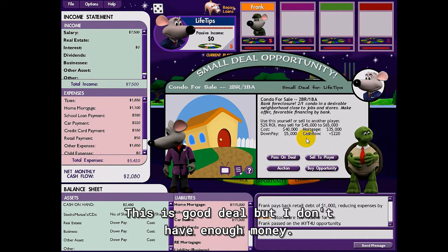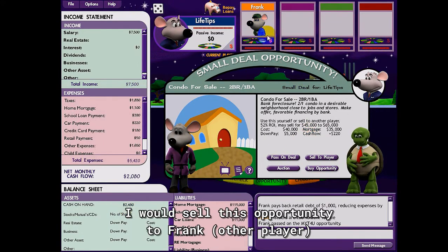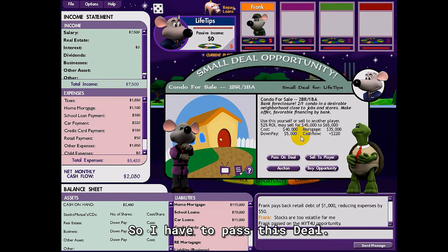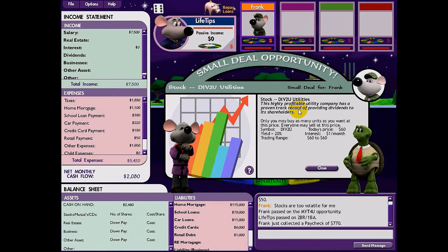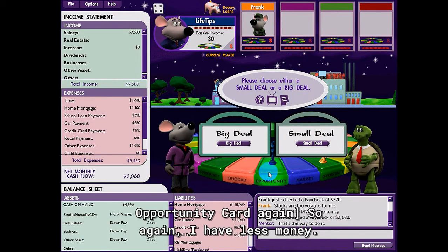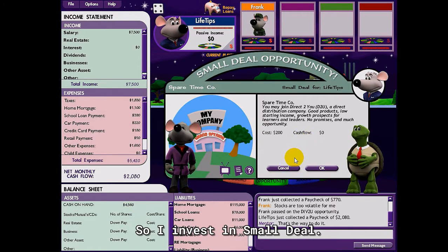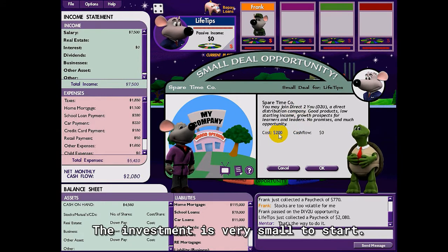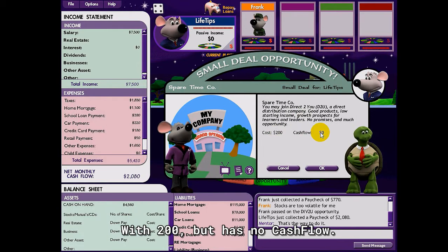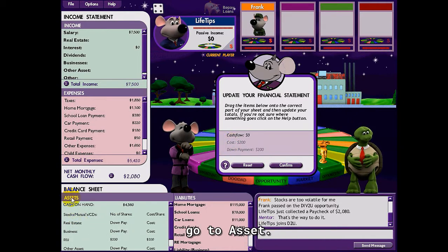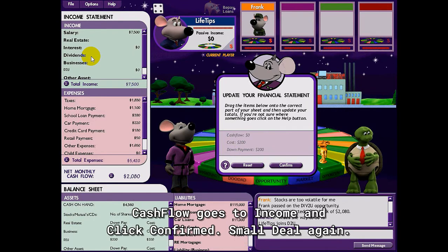Okay, this is a good deal, but I don't have enough money. I would sell the opportunity to Frank. He doesn't have much money, so that's unfortunate. So pass the deal. Opportunity card again. I have less money, so I invest in a small deal. This is a distribution company. The investment is very small. It starts with 200 but has no cash flow. I don't mind investing in small. The down payment and cost should go in assets, and the cash flow in income, and confirm.